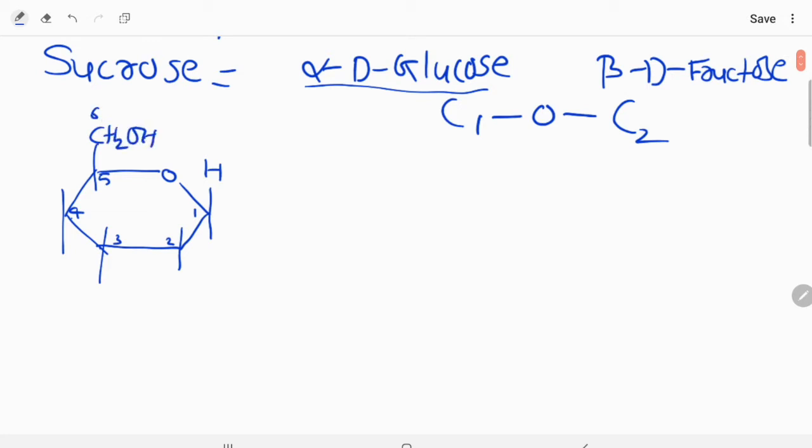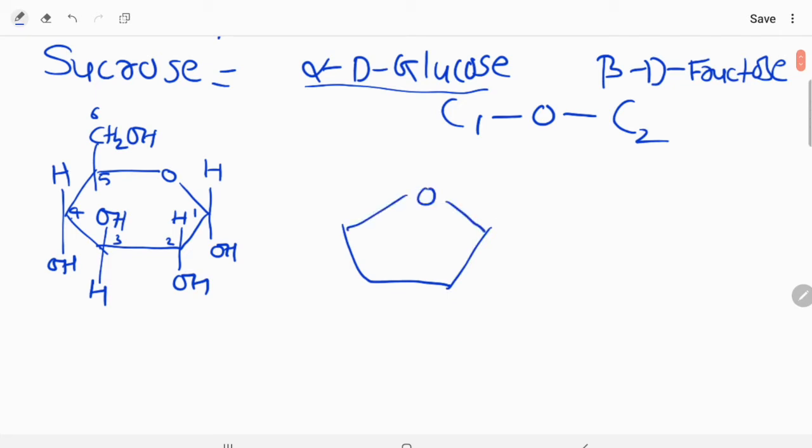I will say one thing that please, without fail, repeat all this structure, draw all this structure at least once. Alright, otherwise this concept will be more difficult for you. It's an alpha D glucose structure. Now we will plot beta D fructose structure. Okay, so beta D fructose structure we will plot like this. This one is a beta D fructose structure.